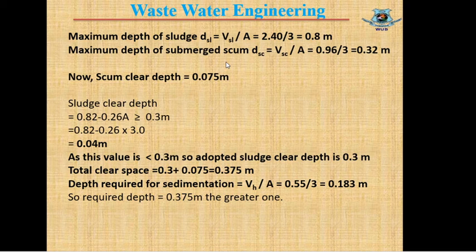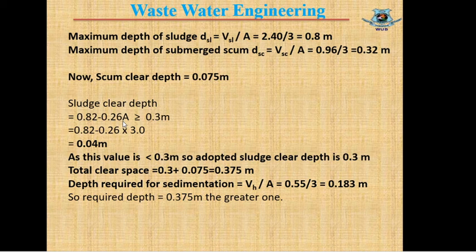Then the sludge clear depth. There is an equation to calculate the sludge clear depth, and the equation is 0.82 minus 0.26 A. Here A is the surface area of the tank, and here the surface area is 3 meter square. Replacing A with 3 meter square, we can calculate the sludge clear depth as 0.04 meter. And there is a provision that the sludge clear depth should be greater than or equal to 0.3 meter, and as this value 0.04 is less than 0.3 meter, we will choose 0.3 meter as the sludge clear depth. So our sludge clear depth will be 0.3 meter.